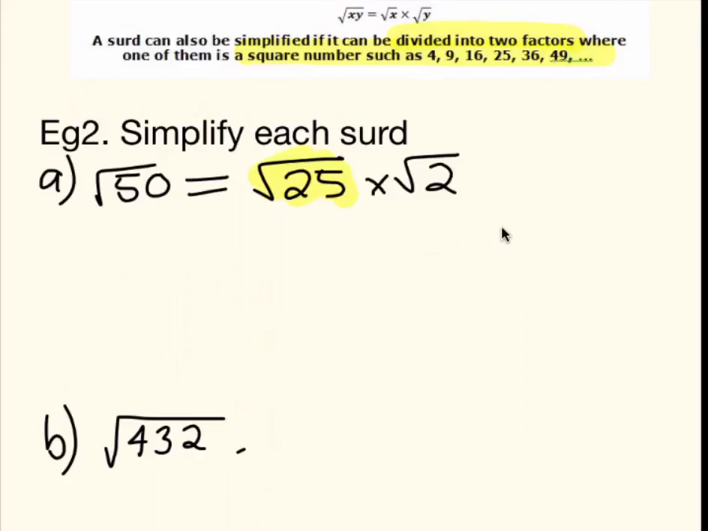Do you know what it is? Have a think about it. Pause the video and try and work it out by yourself if you like. The square root of 25 is 5 times root 2.